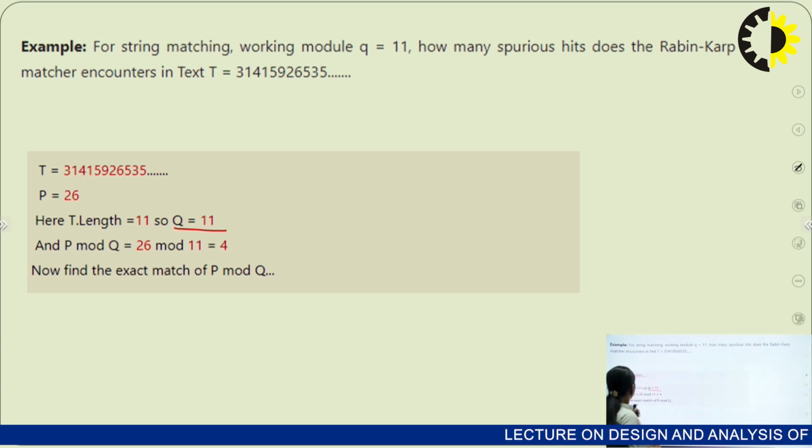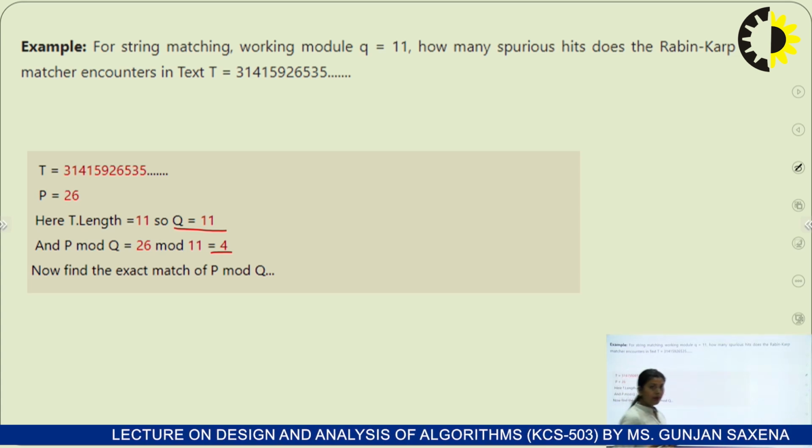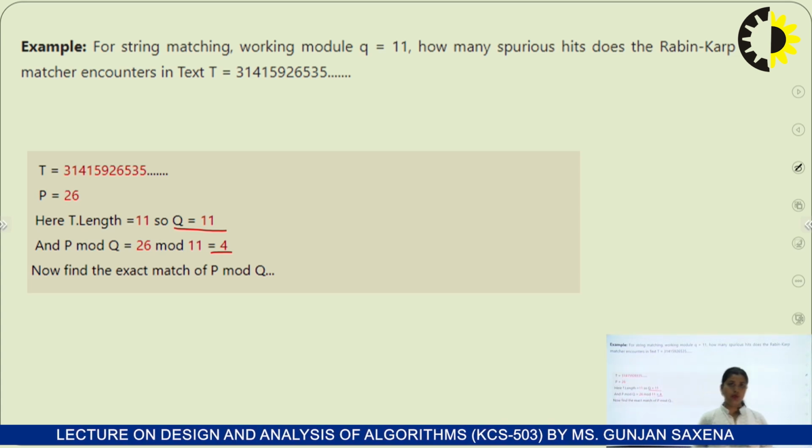So first we have to find p mod q. Basically for the pattern, we first generate the hash function. Here p is 26, and 26 mod 11 equals 4. That is just finding the hash value, right?